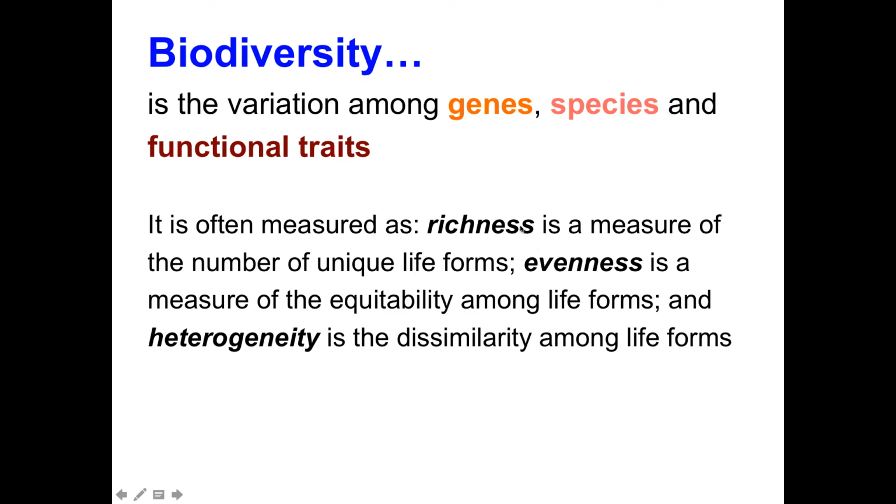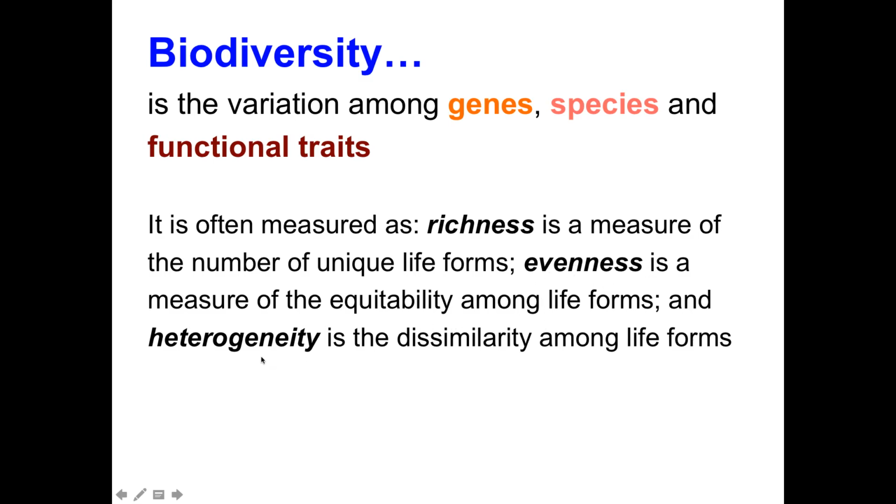So is this richness made up of mostly just one species and a whole bunch of other life forms at a very low abundance? Or is it made up of roughly equal numbers of different life forms? That's evenness.